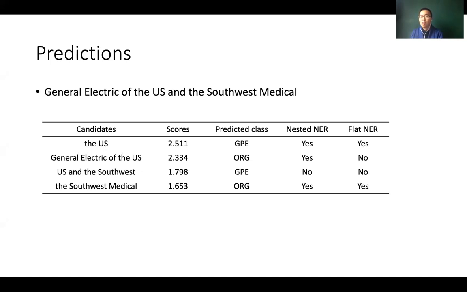So for nested NER, here we will select the first mention, the second mention, and the last mention. We will not select the third mention, mainly because it crosses boundaries with the previous mention, and this is not allowed for nested NER. And for flat NER, we will have an additional rule which prevents nestedness of the mentions. So in this case, the second mention, General Electric of the US, will not be selected.